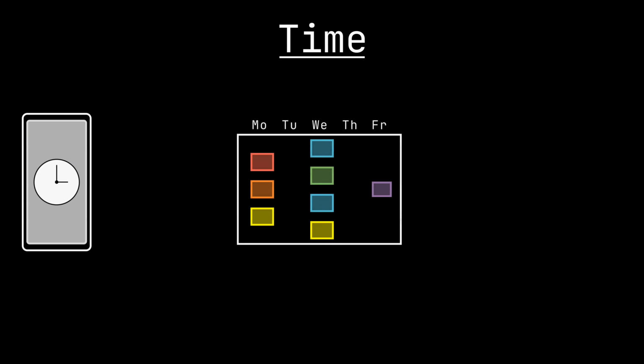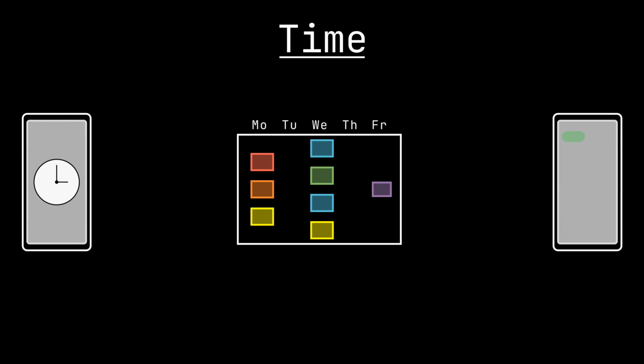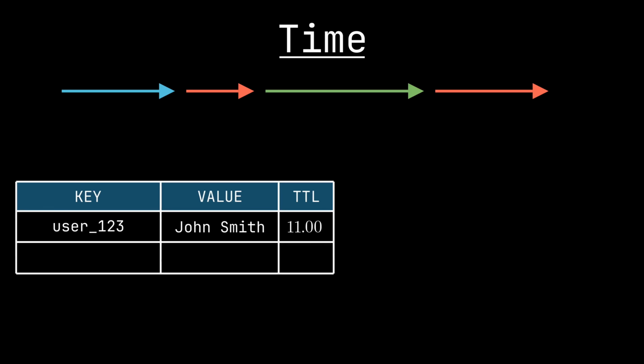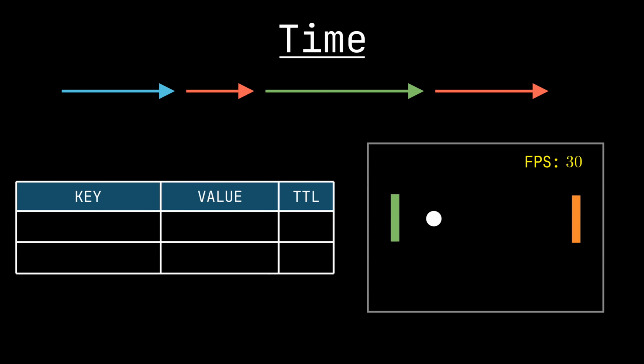Time is everywhere. Your alarm wakes you up, your meetings run on schedule, and when you send a message, you expect it to arrive instantly. Computers rely on time just as much. Your operating system schedules tasks, a cache entry expires after 30 seconds, and games can measure frames per second because they know what a second is.